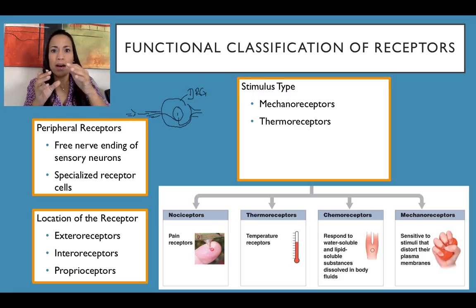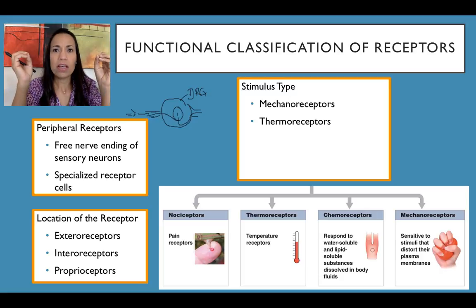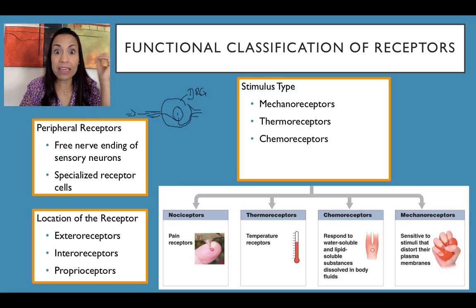Okay, so our thermoreceptors are programmed to be activated at a certain temperature, cold and heat or hot temperatures. Then we have chemoreceptors. They respond to chemical substances. So they can be located externally as exteroreceptors and internally as interoceptors, on the surface or internally, and they detect changes, for example, of sodium concentration in our body.